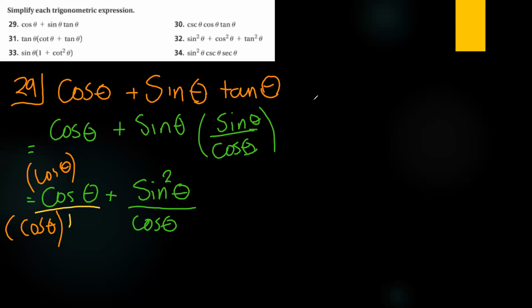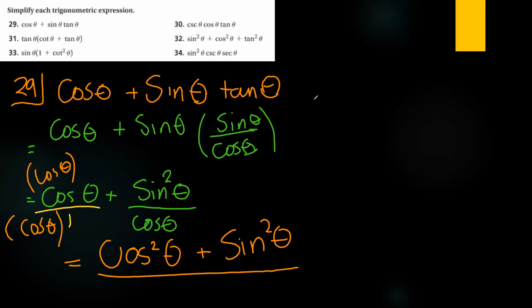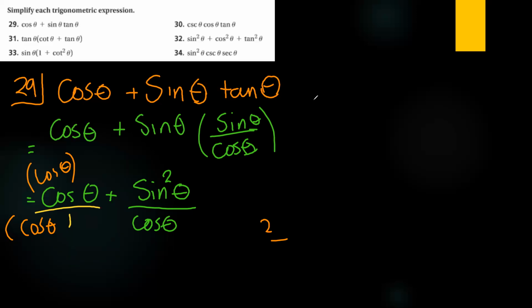Oh, teacher, can't we just skip them? No, they are adding. Don't skip them. If they are multiplied, you can simplify. So cosine times cosine, we have it as cosine squared of theta plus sine squared of theta over cosine of theta. I will repeat here. What did I do? Here, what did we have?